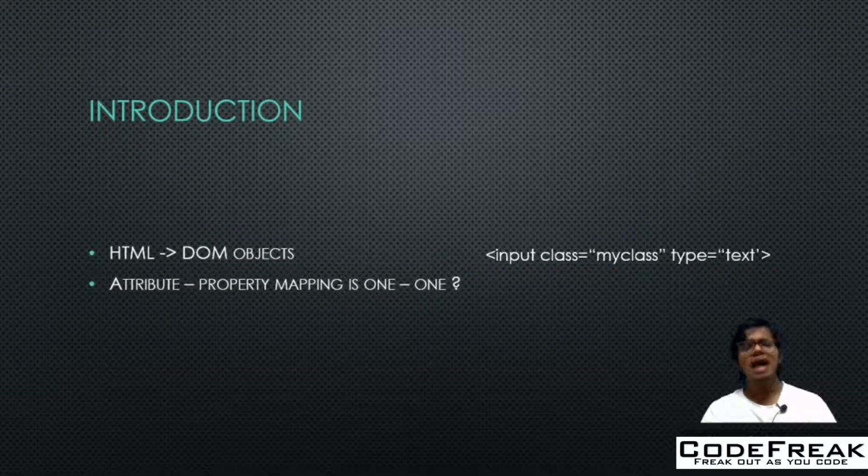So is an attribute-property mapping one-on-one? No, it's not one-on-one. We'll look into more details about this. Watch the video till the end to gain the maximum knowledge.